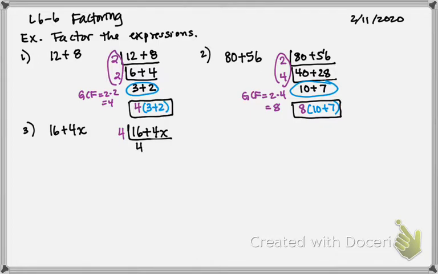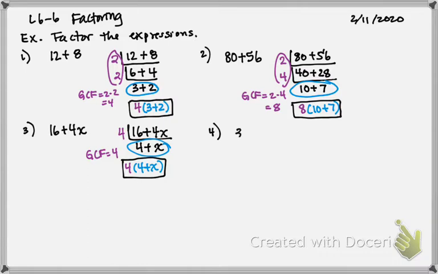16 divided by 4 is 4. 4x divided by 4. Well, 4 divided by 4 is 1. 1 times x is x. That's me using that identity property of multiplication. So that's it, man. I don't even have to calculate the GCF. It's 4. So I get 4, and then grab that expression at the bottom. 4 times the quantity, 4 plus x. All right, this is getting easier by the example.